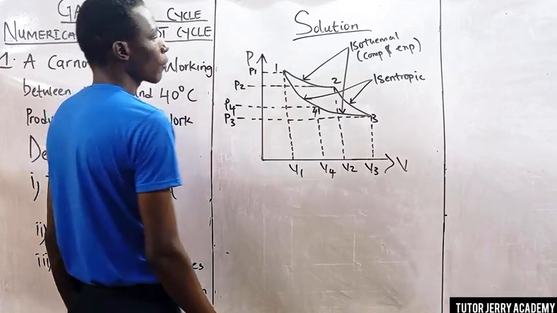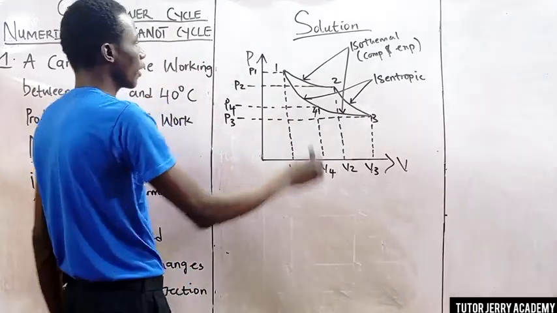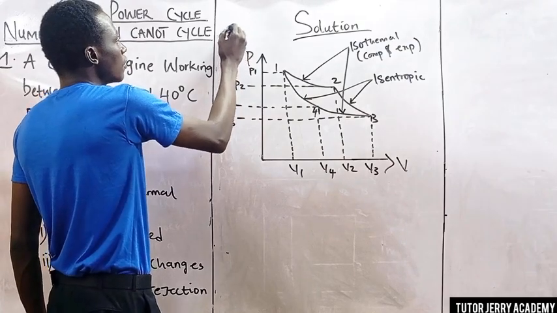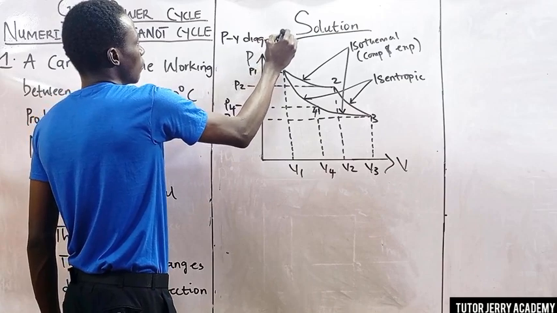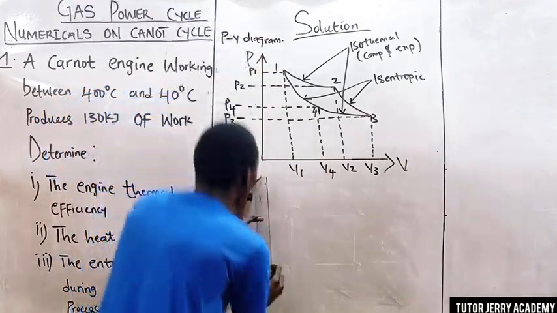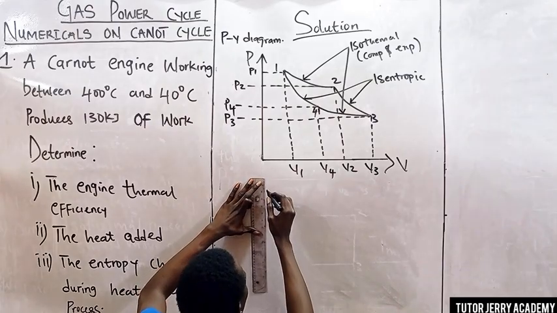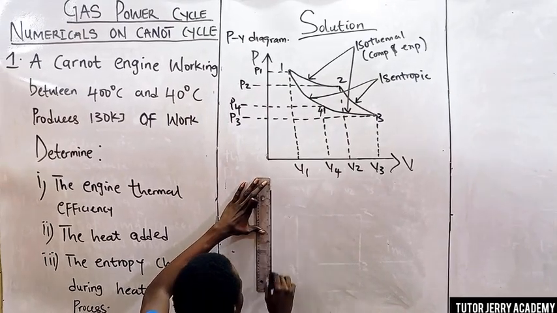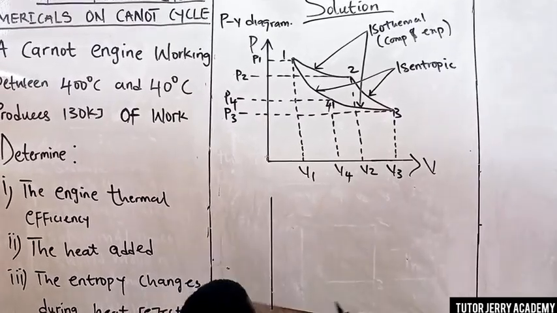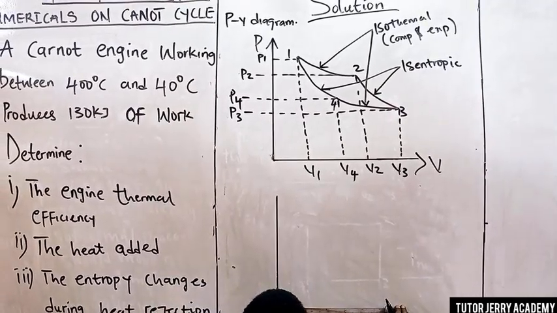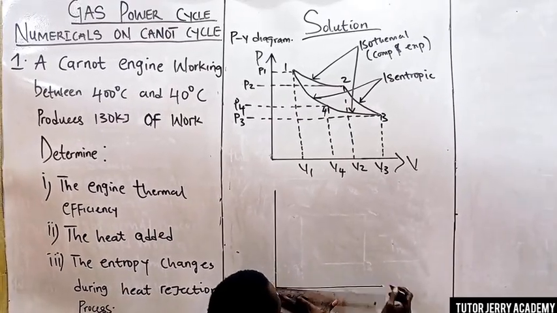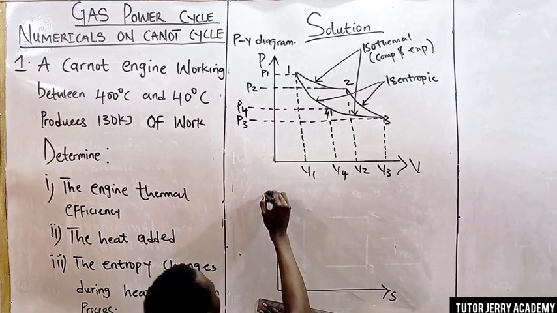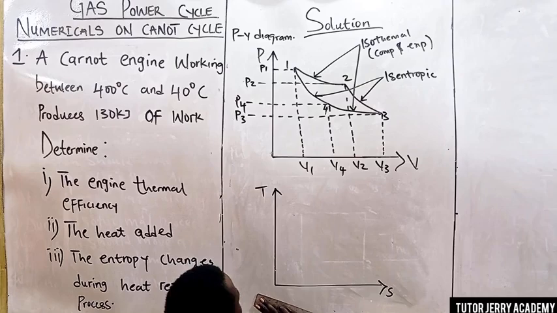So next, I'm going to be drawing my TS diagram. Of course, this is the PV diagram. To draw my TS diagram, I have a straight line here representing temperature, and at the bottom, I have a straight line representing entropy. So this is what I have.